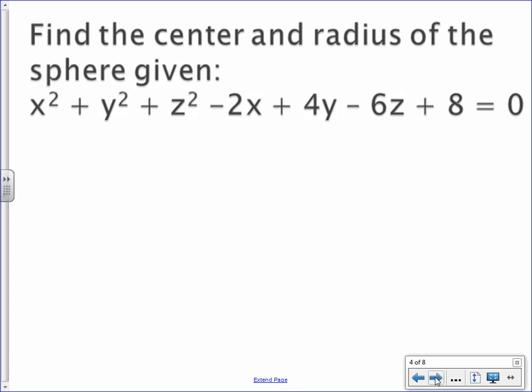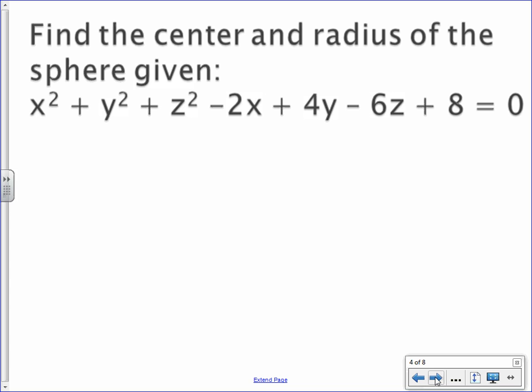I'm going to give you an equation, and you're going to need to put it into standard form, which means we're going to have to complete the square how many times? 3. Okay, so what did I always suggest doing before completing the square?